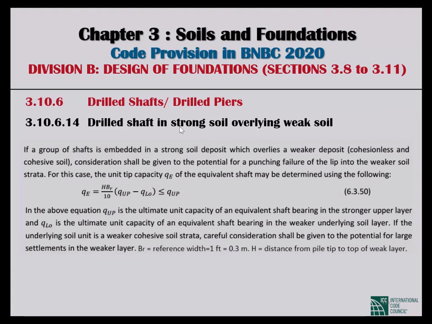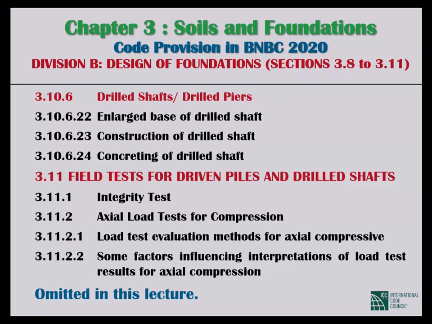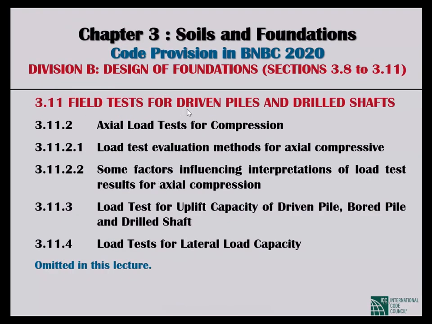Then, whenever a drilled shaft is in a strong layer overlying a weak layer, for example, you have a very strong layer and then a soft layer, suddenly the SPT value reduces. In that case, an equivalent bearing capacity you could consider by using this formula. H is the thickness between the tip of the pile and the weak layer. B prime is the reference width, which is equal to 0.3 meter. So QEP, that means if this pile is resting on the top stiff layer, the bearing capacity will be calculated from here. From the lower layer or bottom layer, we calculate it like this. By using this formula, we get the bearing capacity of a pile resting on the stiff layer. So 3.11 is field test for driven pile and drilled shaft.